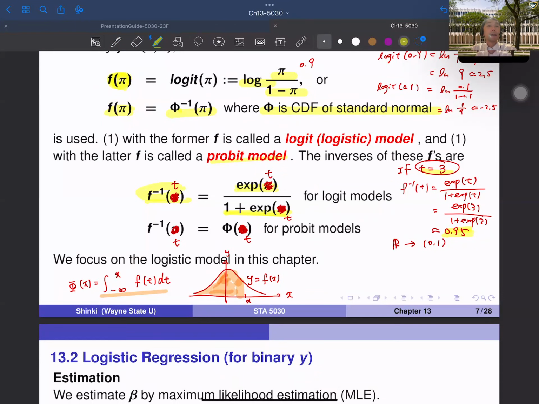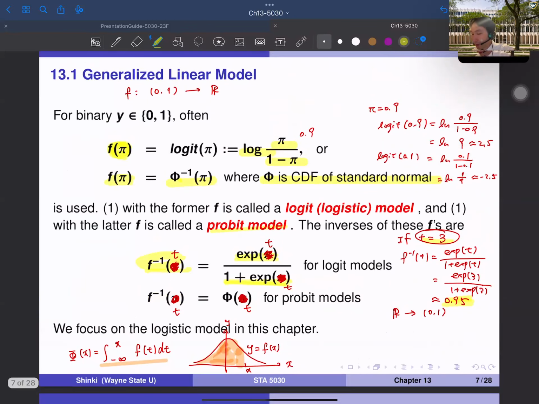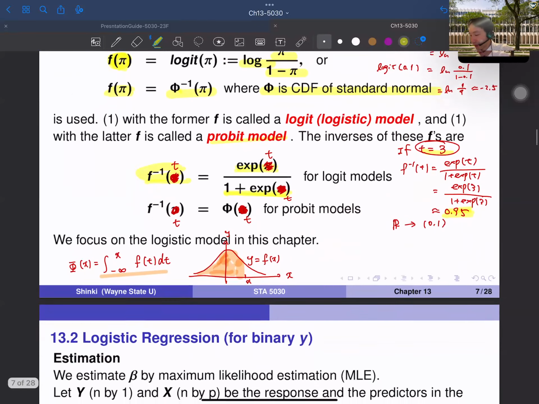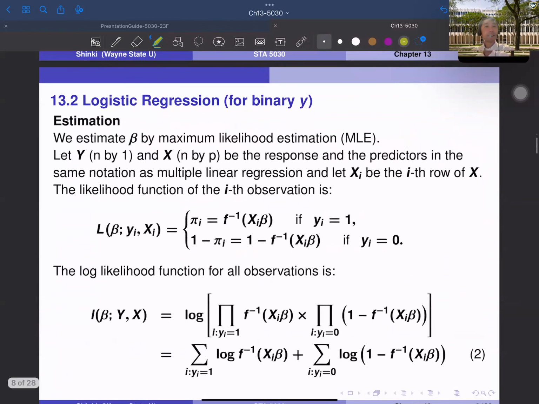Okay. Do you have any questions so far? So in terms of the model, this is it. This is the logistic regression model. Next we discuss the estimation of the logistic regression model.